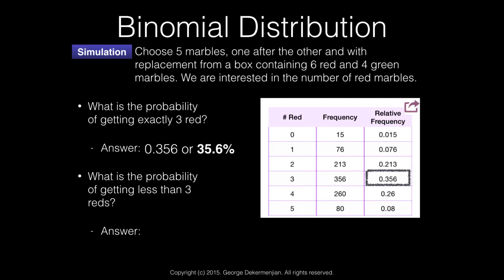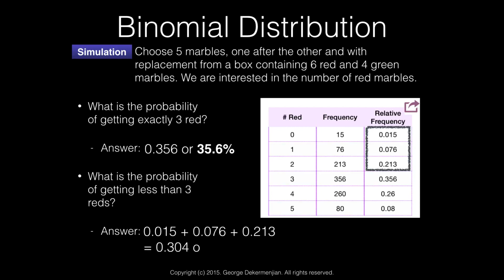The second question, what is the probability of getting less than 3 reds? Well, less than 3 means 0, 1, or 2. And we can look at our table again and look at the relative frequencies for all those values, and the sum of those will give us the probability of getting less than 3 reds, which is 0.304 or 30.4%. And again, this is an empirical probability.